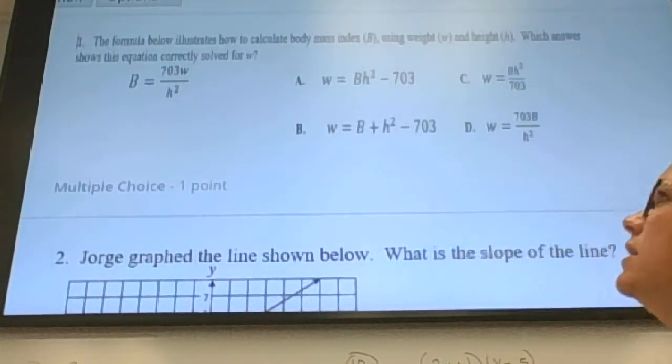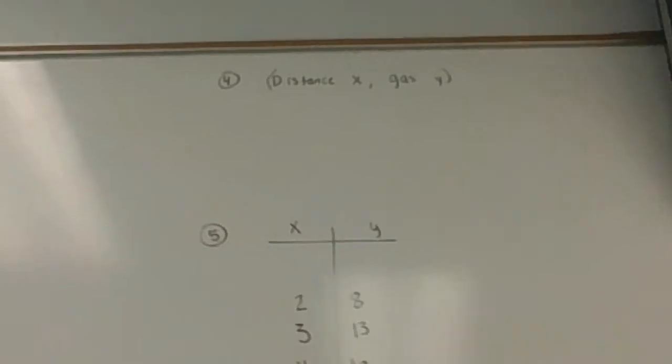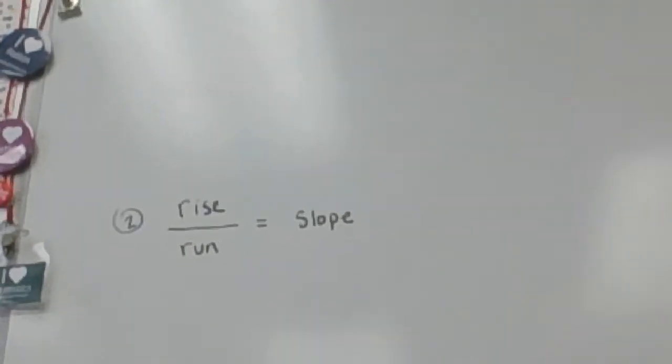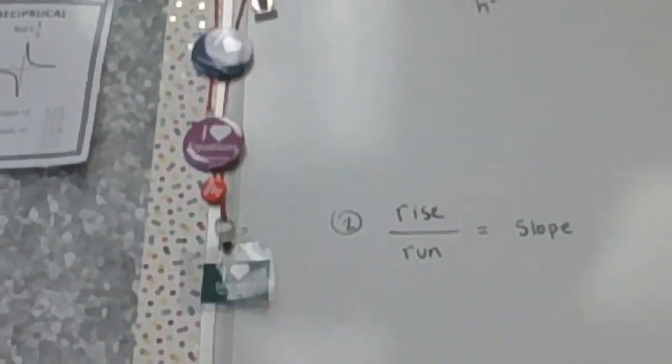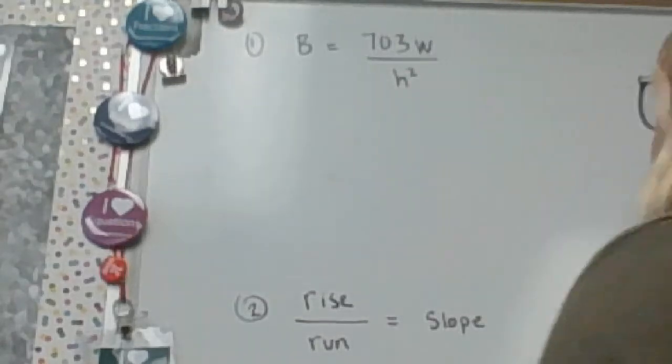Number 1, the directions say to solve for W. And you guys were right off the bat pretty overwhelmed by just all of the variables. But solve for W just means get W alone. We're going to rearrange to get W alone.